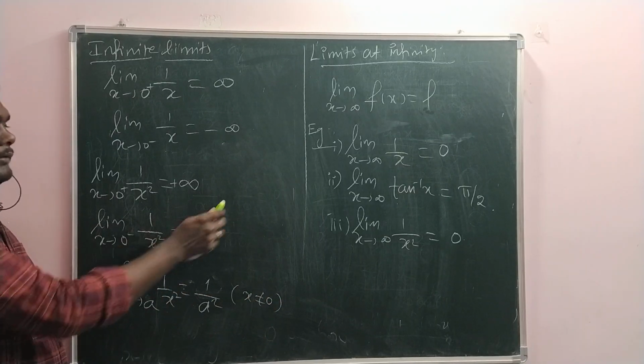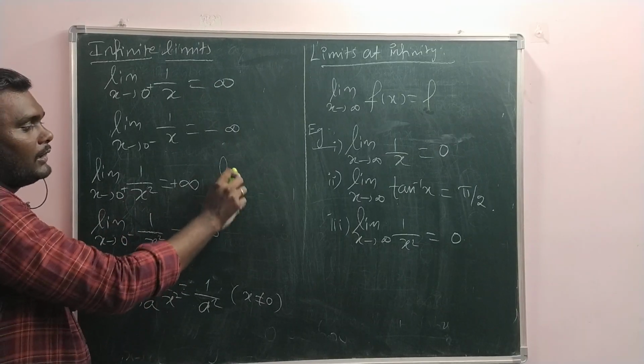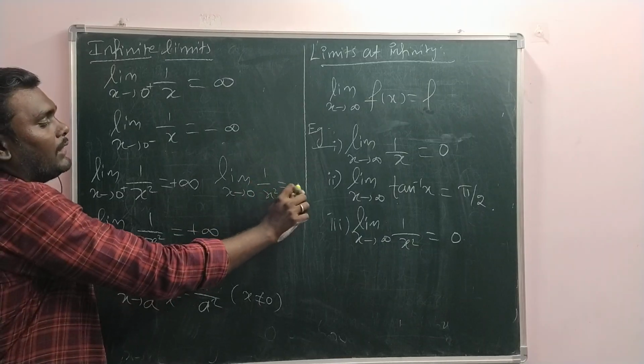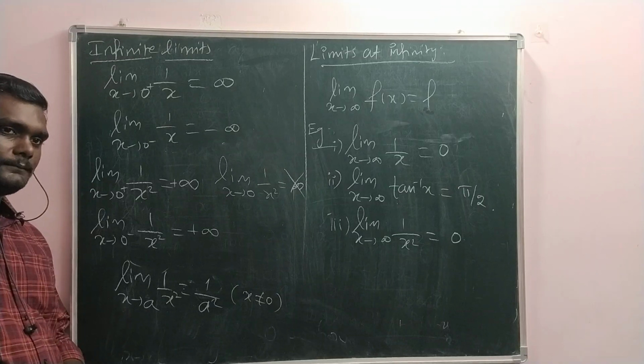See, we cannot say both left limit and right limit is equal to positive infinity, so limit x tends to 0, 1 by x square is equal to infinity is an invalid statement. We cannot say, because limit is a finite number.